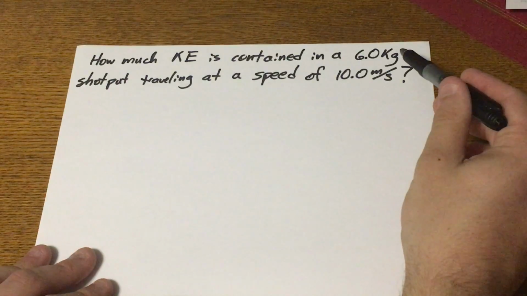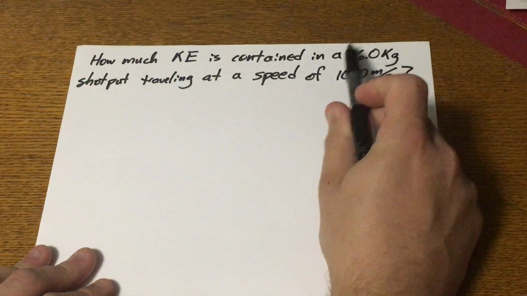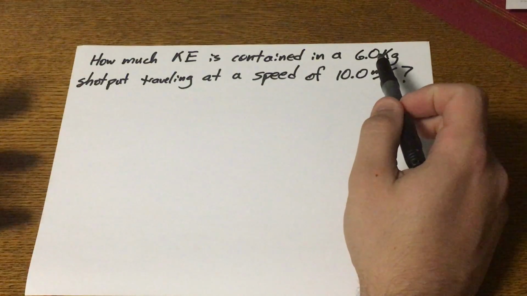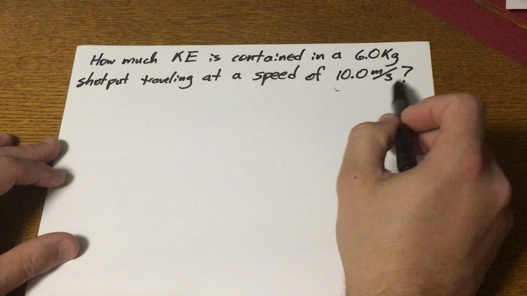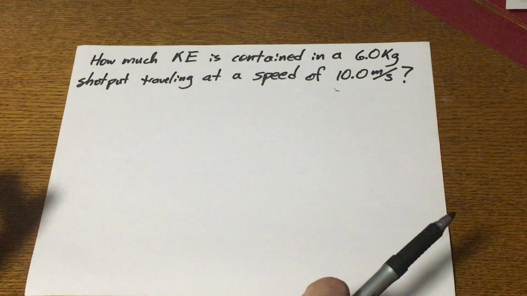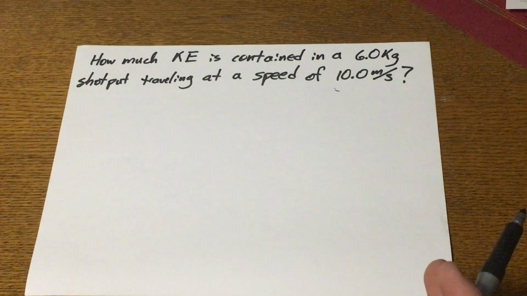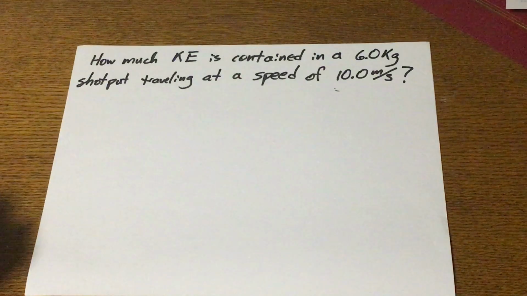Because we're doing all of our equations in metric, these numbers might not be super familiar to you. A 6 kilogram shot put is the weight of the shot put we use to crush those cans. It's 12 pounds. It's pretty hefty. And 10 meters per second is about 25 to 30 miles per hour. So not fast, but not really slow either. This should have a decent amount of energy.